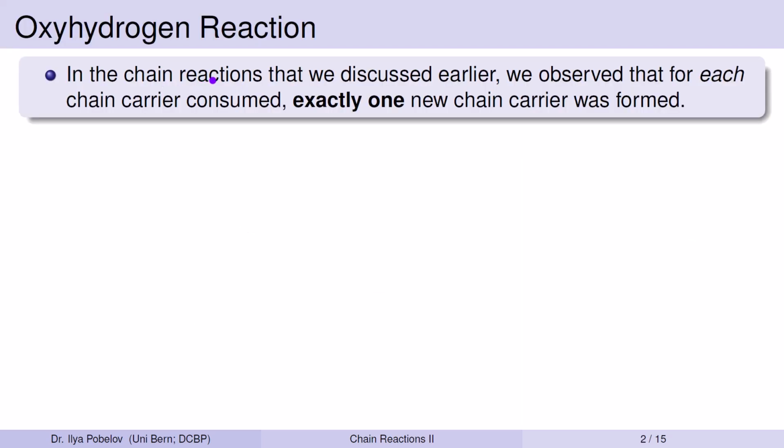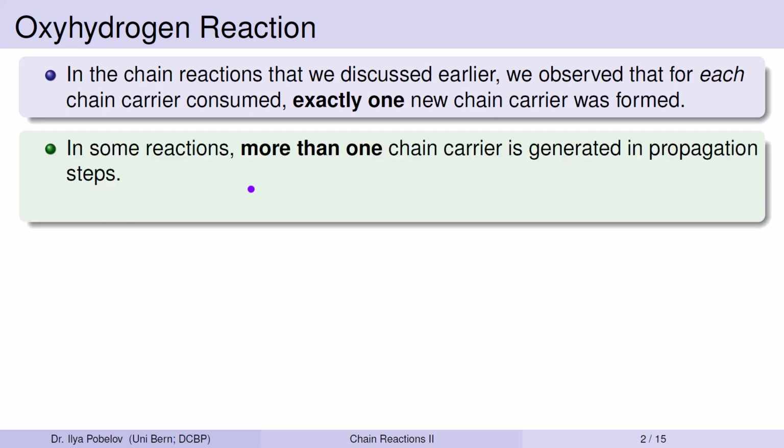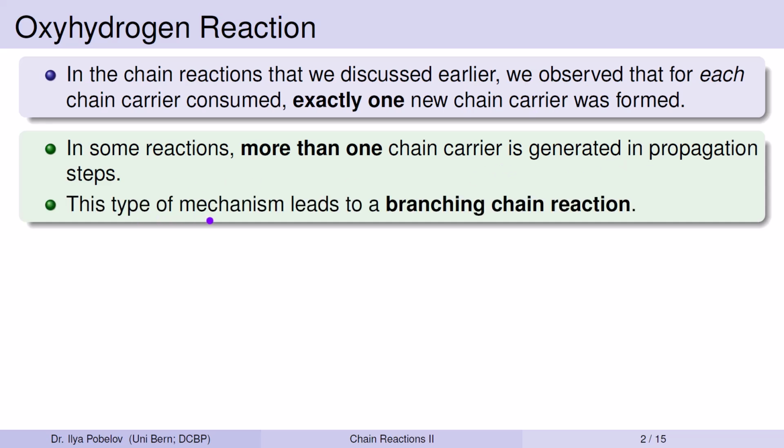In the chain reactions that we discussed in the first part of this lecture, we observed that for each chain carrier consumed, exactly one new chain carrier was formed. However, in some reactions, more than one chain carrier is generated in propagation steps. This type of mechanism leads to what is called a branching chain reaction.